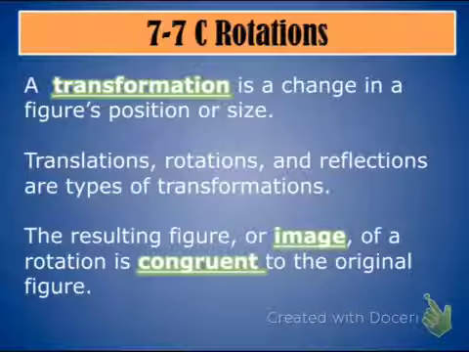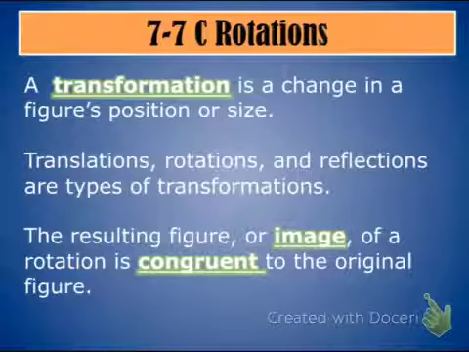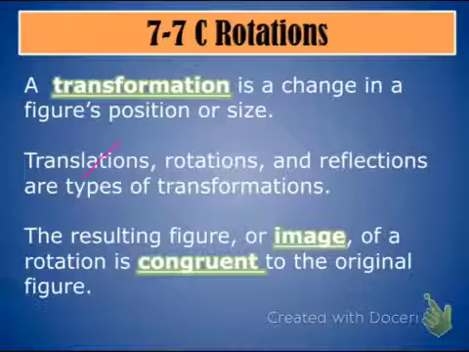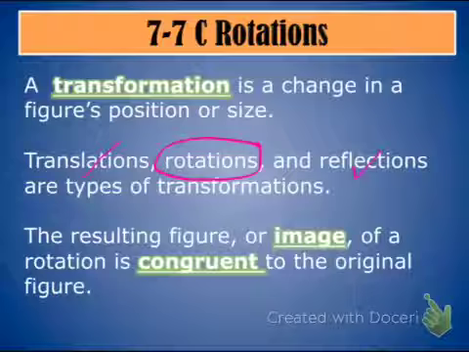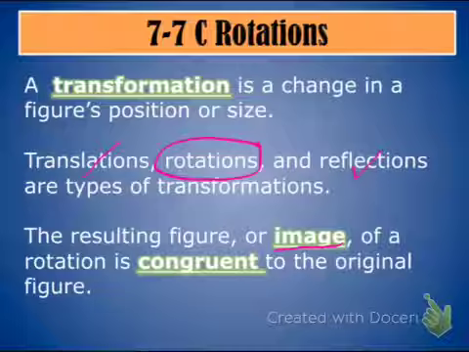So a couple of vocabulary terms just to review. First is the transformation, which is any change in a figure's position or in its size. So a couple of types that we're doing are translations. We already did that one. Rotations, I already did that one. I lied. We are doing rotations today. And then reflections we already did last week too. So the resulting figure, or the image, of a rotation is going to be congruent, which means that it's the same as the original figure.